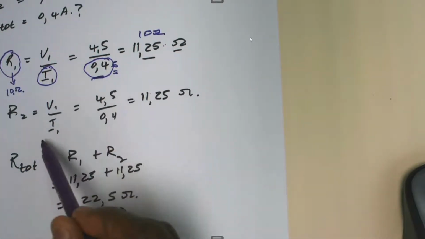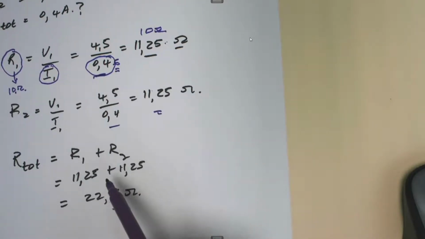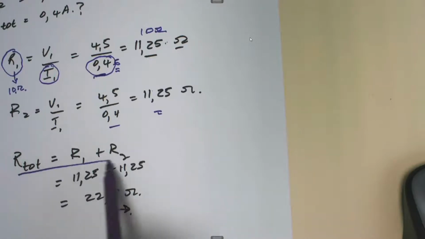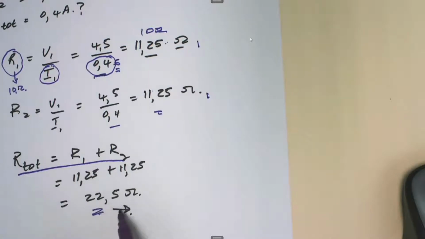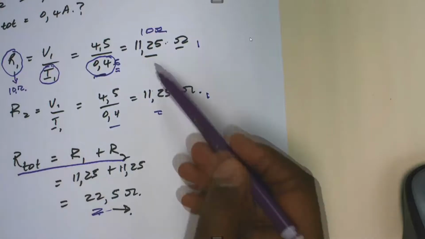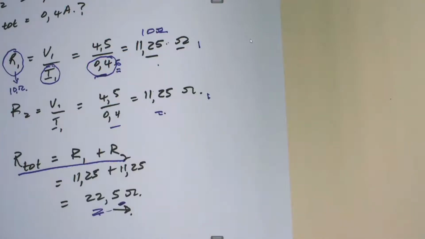So for R2, we also get the same resistance. For the total resistance, we just add the resistances R1 and R2 so that we get a total of 22,5 ohms. If we were to go with the 10 ohm resistance as the value, then we would just add 10 plus 10 and get R total, which is 20 ohms. So that is what we have there. That is for the first activity.